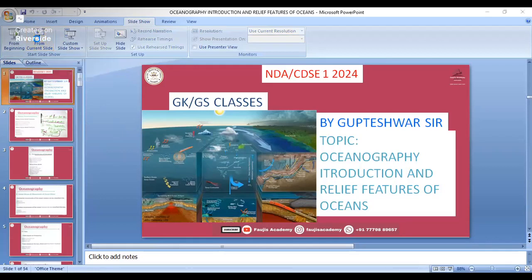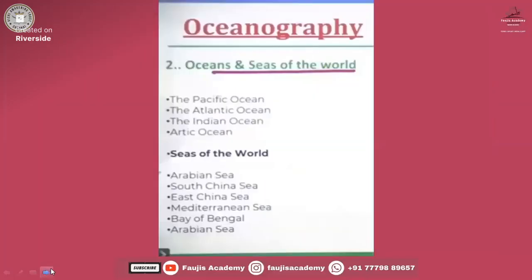Can anyone confirm whether these oceanography slides are visible to you all or not? Can you all see the oceanography slides? First page, sir. Okay, still we are on the first page. Can you see this second page, the ocean relief features, major ocean relief features and minor ocean relief features? No, sir. Okay. Now can you see the next page, oceans and seas of the world? Yes, sir. Okay, thank you.